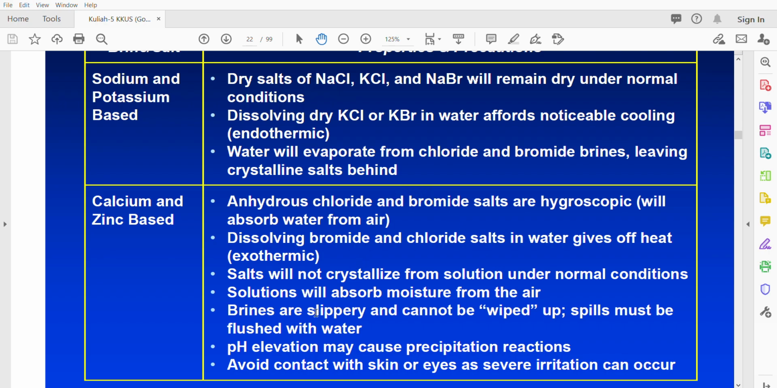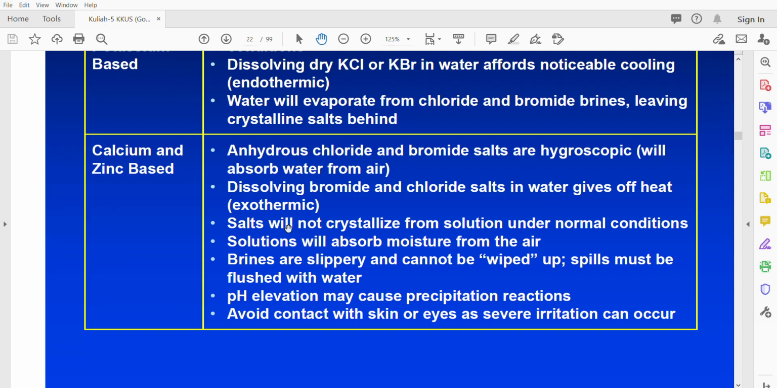Brine is slippery and cannot be wiped up. Spills must be flushed with water. pH elevation may cause a precipitation reaction. Avoid contact with skin or eyes, as severe irritation can occur. So we have a precaution on this one, on the calcium and zinc based.